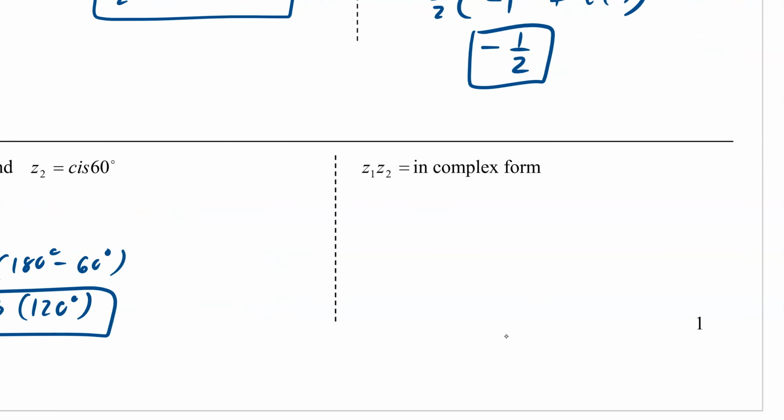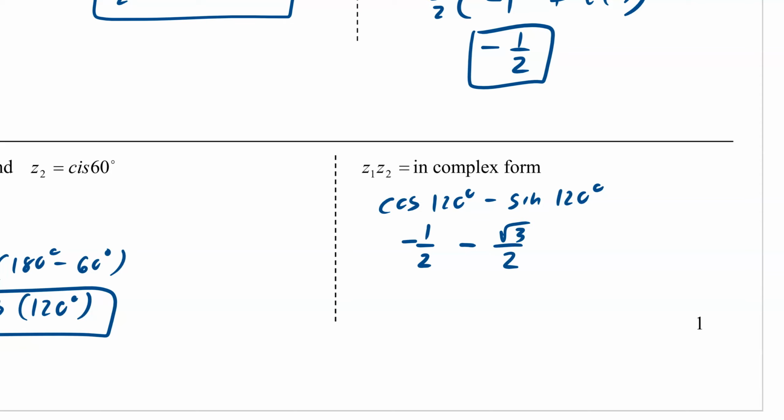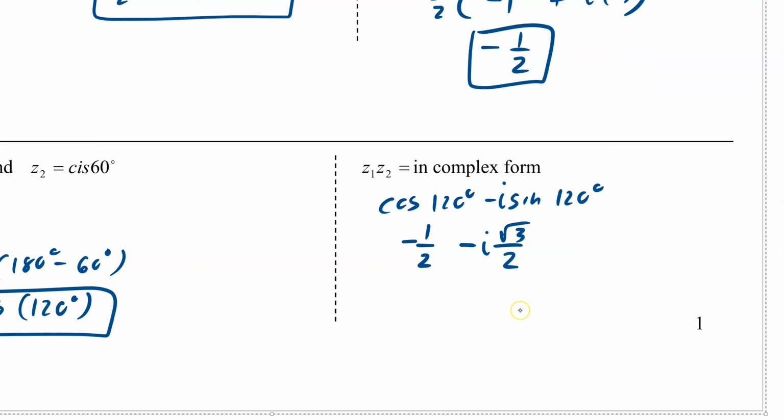And so checking this would be cosine of 120 plus i sine of 120. So cosine of 120 is -1/2, and sine of 120 is rad 3 over 2. And then we put our i back in there, and there we go. That is our complex number. Again, we should check it. So cosine of 120, negative 1/2. And sine of 120, there's 0.86, so that's our rad 3 over 2. So it checks perfectly.